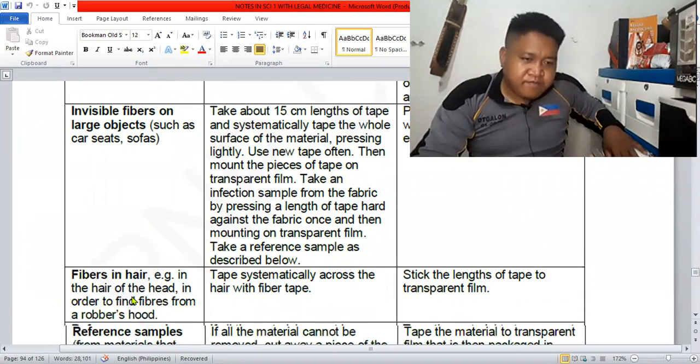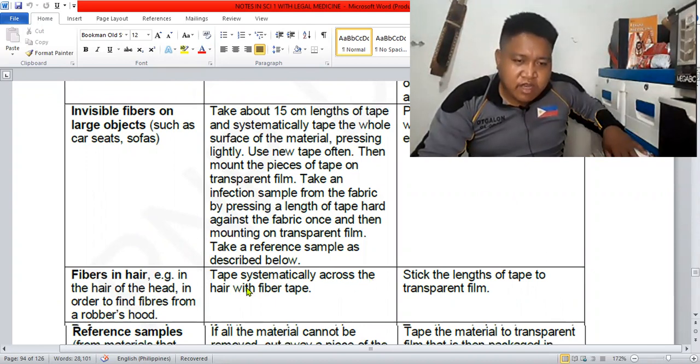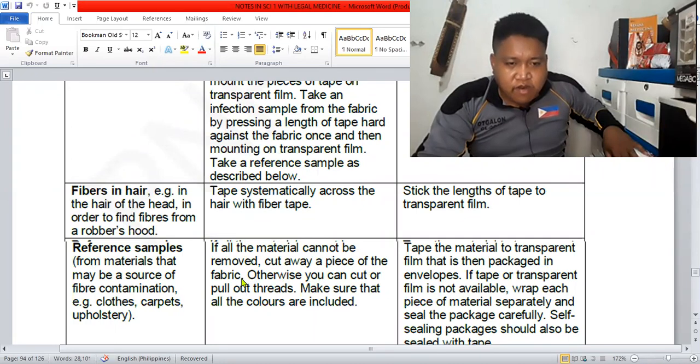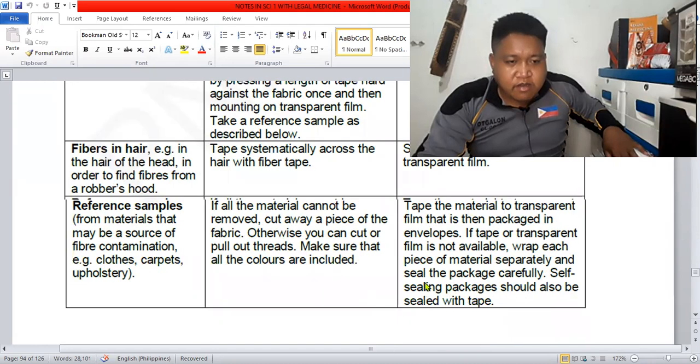Fibers in hair. Example, the hair on the head. Tape systematically across the hair with fiber tape. Stick the length of the tape to the transparent film. If all materials cannot be removed, cut away a piece of fabric. Yan, pag ganyan yan, for sample.